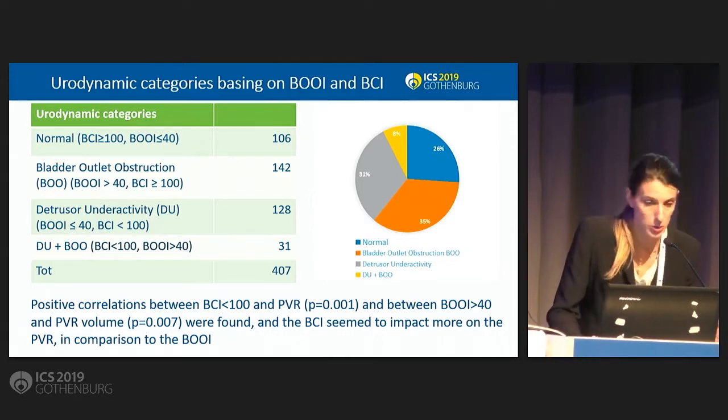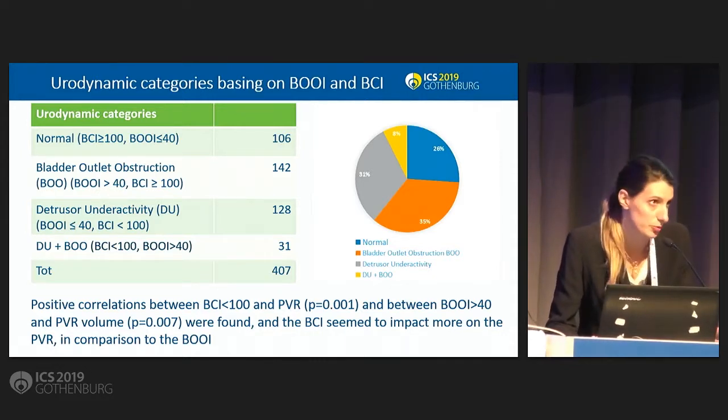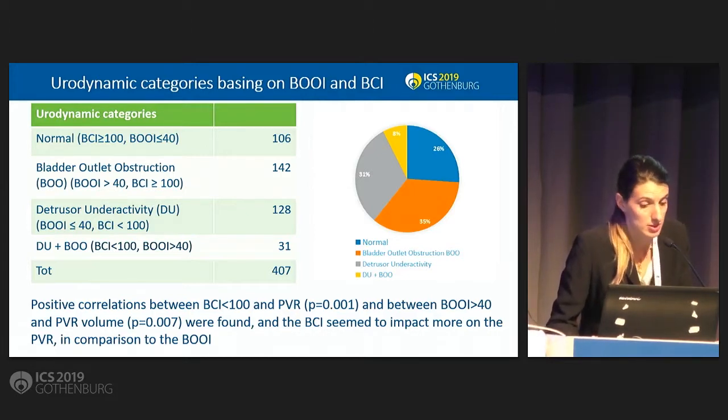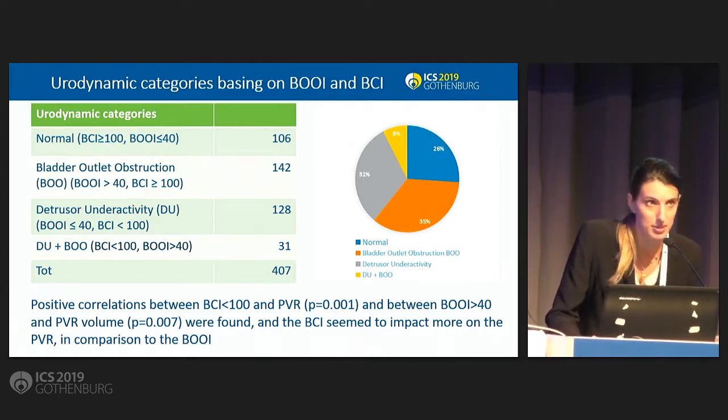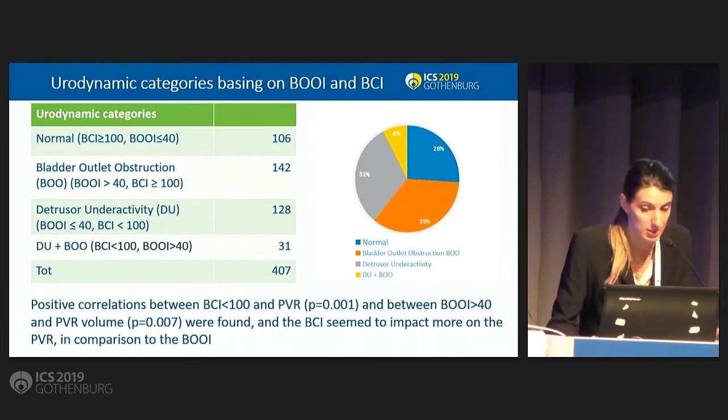into urodynamic categories, which are these. We had 26% of patients voiding normally, 35% with signs of obstruction, 31% with signs of detrusor underactivity, and a small percentage with both. Our statistical analysis showed that a positive correlation exists both between a bladder contractility index below 100 and the PVR, and the bladder outlet obstruction index above 40 and the PVR volume, and both are statistically significant.